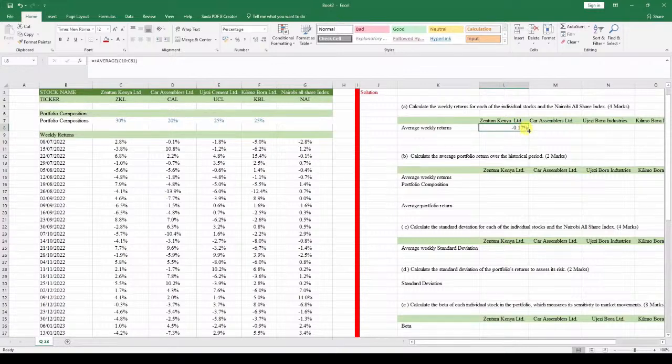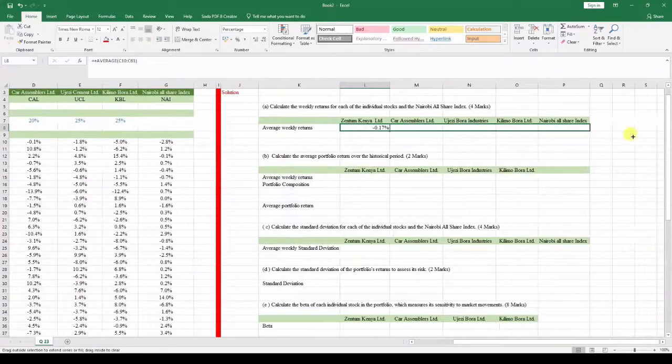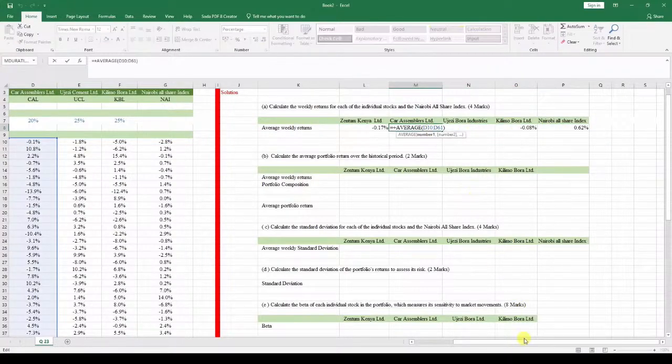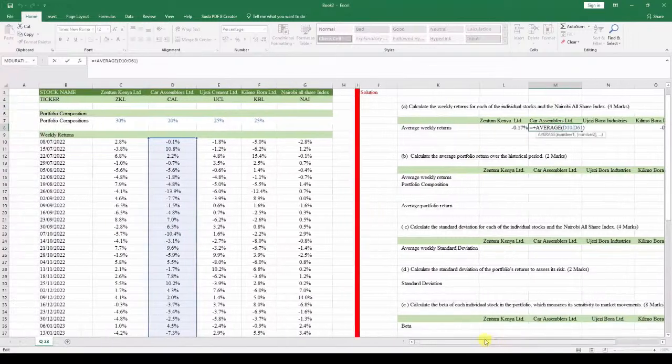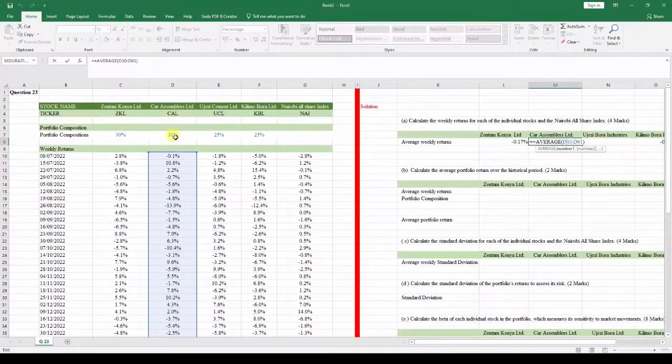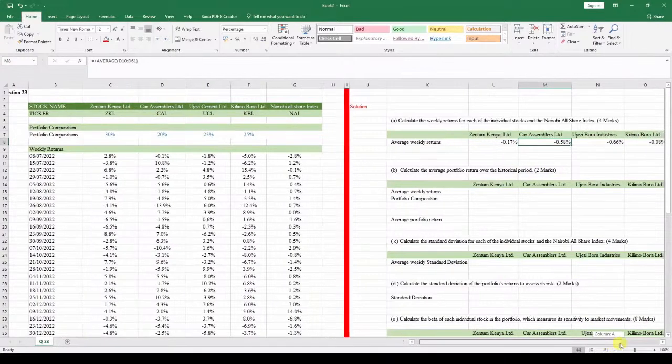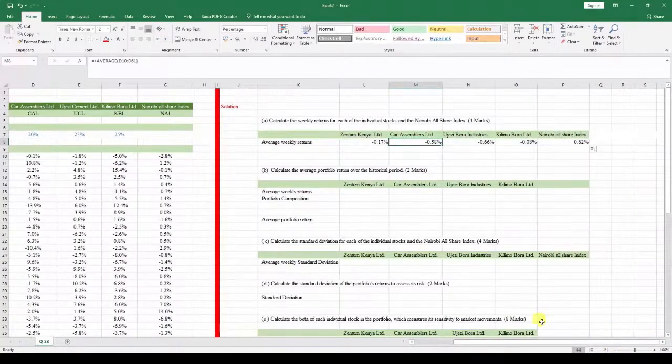And if we were to drag it moving towards the right, we wouldn't be wrong, because it picks the average for car assemblers. You can see car assemblers, it picks it right there. So that's the average weekly returns given to us right there. We move ahead and answer part B of the question.